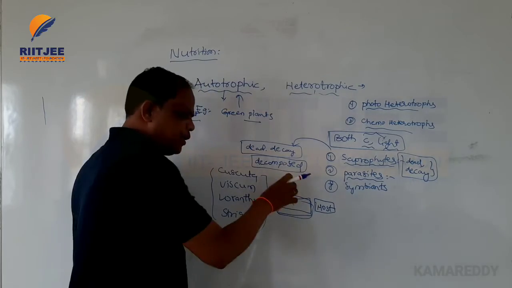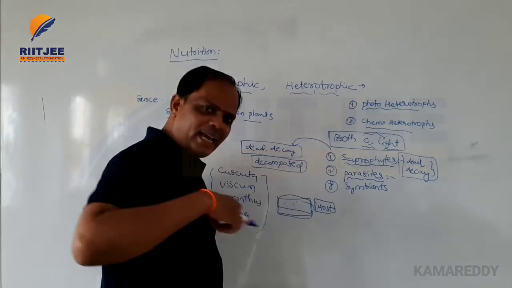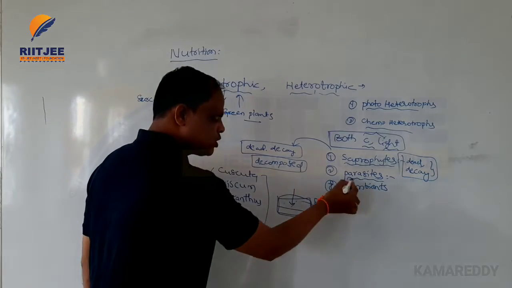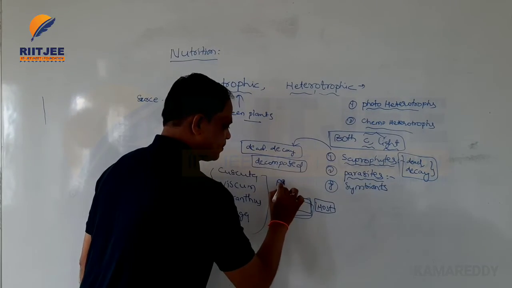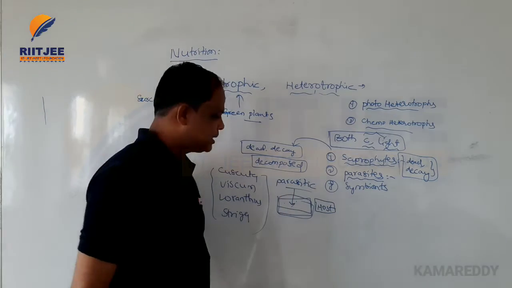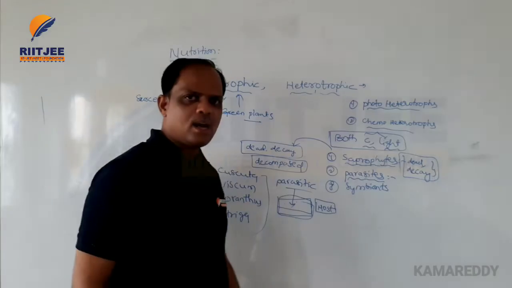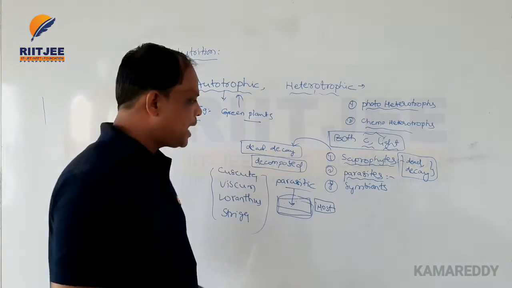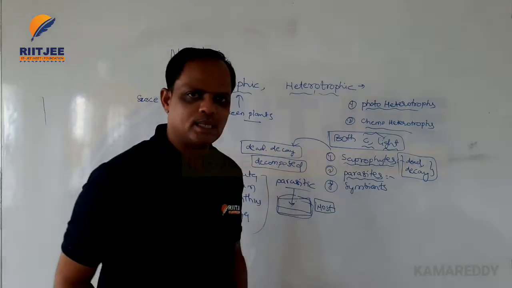And the organism which is directly dependent on the host cells is called a parasitic organism. That is called a parasitic organism, right? This organism is also called a parasite. And the next one is symbionts.